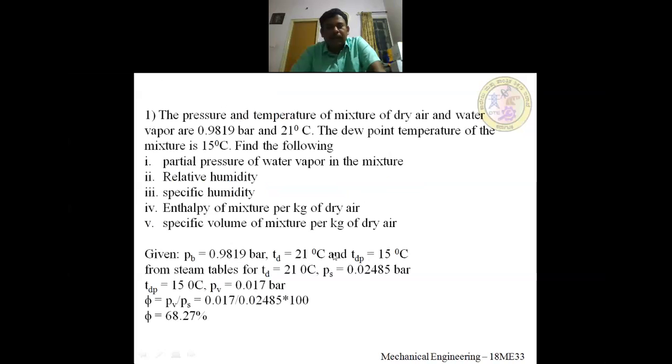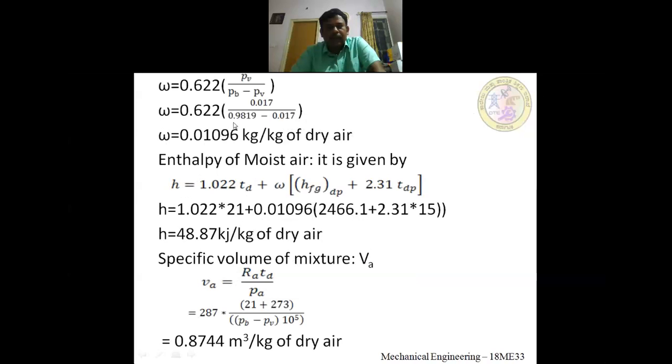The PV you found from steam tables is 0.017. Here we have put it in bar, because if you convert newton per meter square by multiplying by 10⁵, the denominator also has 10⁵, so 10⁵ cancels. So the unit will be kg per kg of dry air. Mass of water vapor by mass of dry air is nothing but kg per kg of dry air. We have to write down the units also.